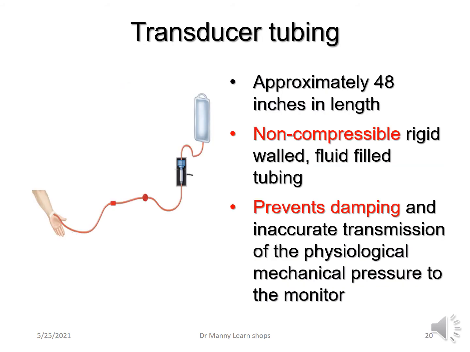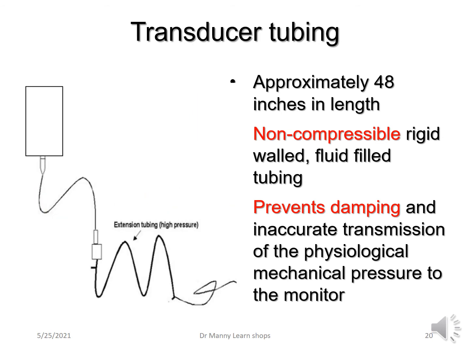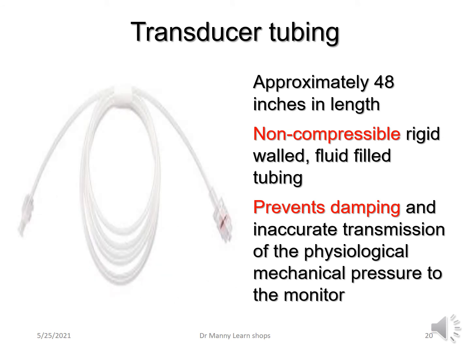Then you've got the transducer tubing. The transducer tubing is approximately 48 inches in length. It consists of non-compressible, rigid-walled, fluid-filled tubing, which prevents damping and inaccurate transmission of the physiological mechanical pressure to the monitor. It's rigid, non-compliant tubing, because you want the pressure from the artery to be transmitted directly to the monitor without any changes. If you include tubing that is compressible or flexible or compliant or soft, this will result in an inaccurate pressure being recorded by your monitor.